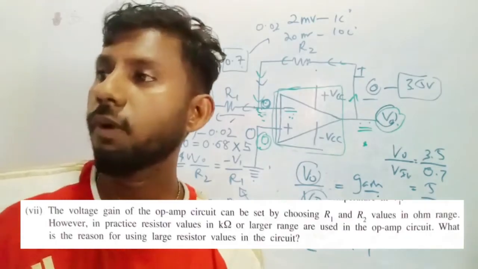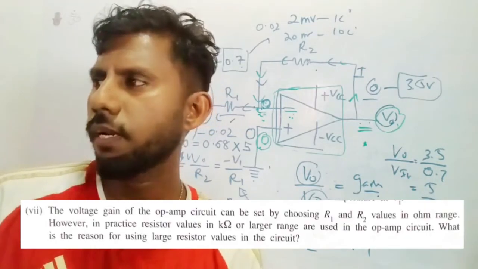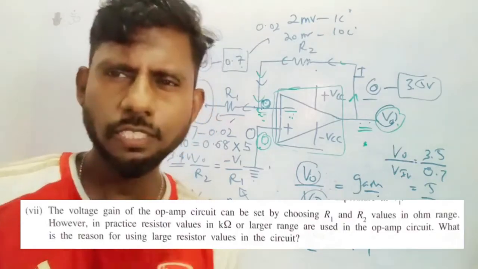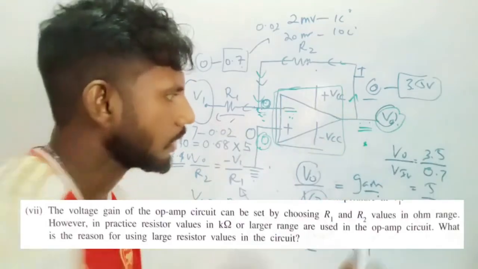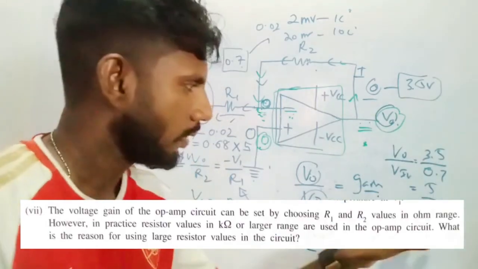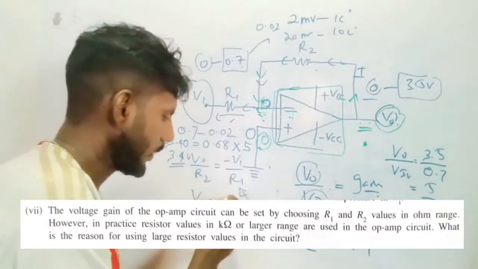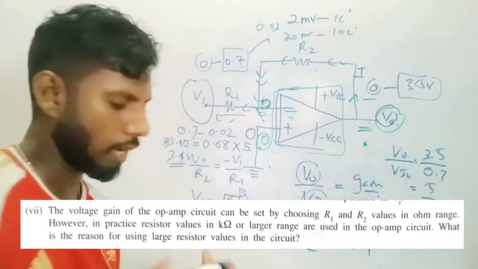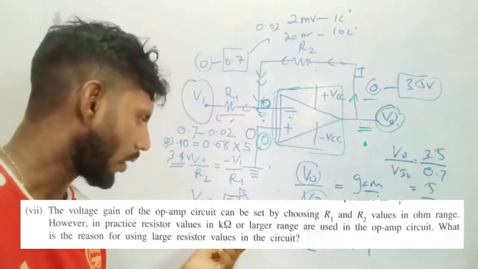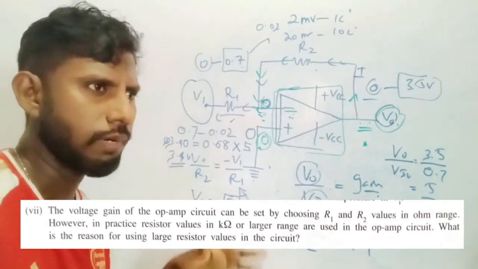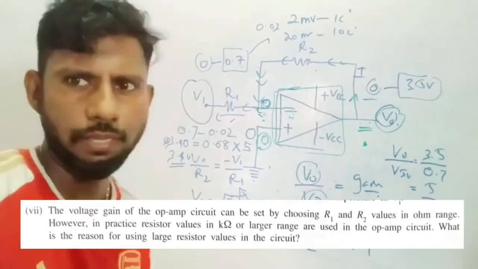The voltage gain of the operational amplifier circuit can be set by choosing R1 and R2 values in the kilo ohm range. Here, to get the voltage gain of 5, you can use these two values. This is the gain, R2 over R1. So R2 can be 100 and R1 could be 20. So 100 divided by 20 is 5. 1000 divided by 200, something like that.